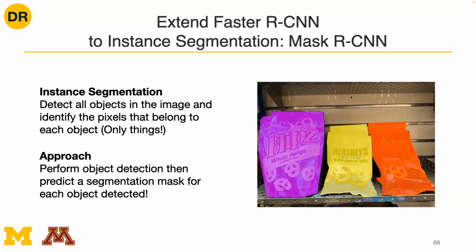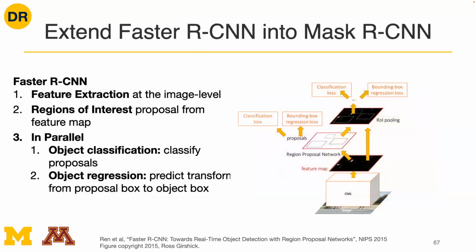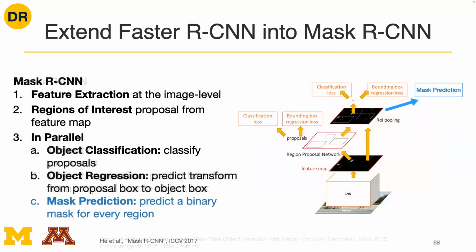So the approach of mask RCNN, which is a nice extension of faster RCNN, is to perform object detection and then just predict a mask for every detected object. So it's a very natural extension. And when I say it's a natural extension, I mean it truly is. They take faster RCNN, exactly how we've described it, and they just add one more piece, which is a mask prediction head at the very end.